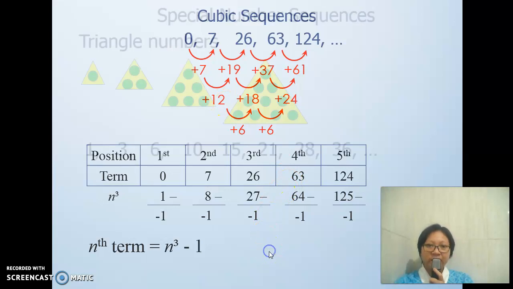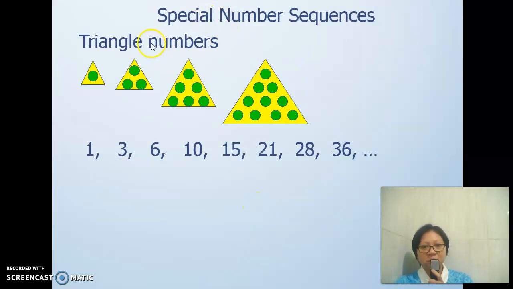Okay, next example is the sequence of triangle numbers. Why do we call these triangle numbers? Because when we put these numbers as dots like this, we can create triangles. The pattern of triangles like this.